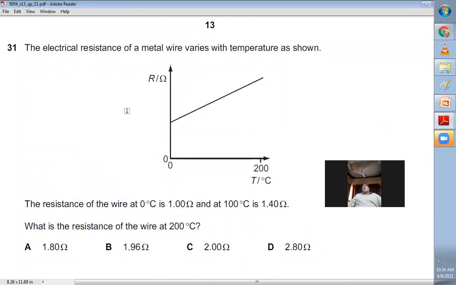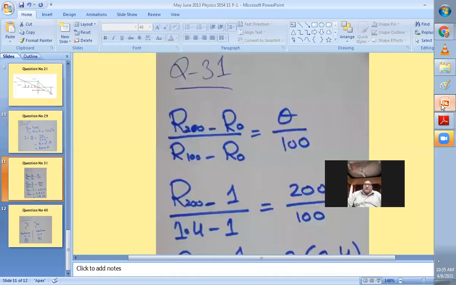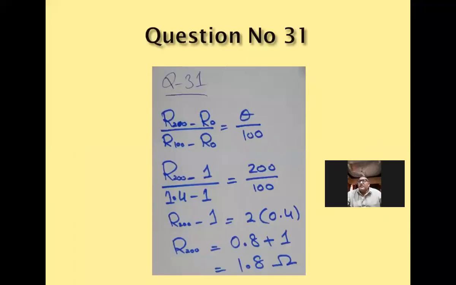The electrical resistance of a metal wire varies with the temperature as shown. The resistance of the wire at 0 degrees centigrade is 1 ohm, and at 100 degrees centigrade it is 1.40 ohm. What is the resistance of the wire at 200 degrees centigrade? It's very easy. Let me show you my work. I've done this on paper so you can understand it. Real quick, we'll do this.